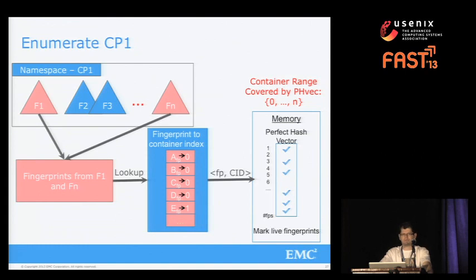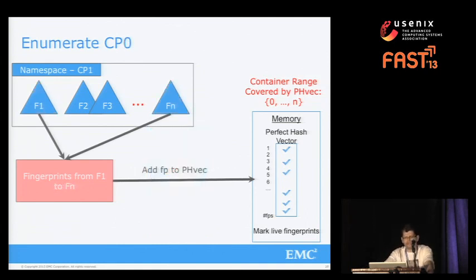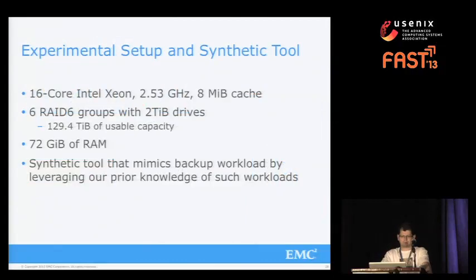And then once you do that, you get to find out the container ID associated to each fingerprint, and then you can go to your perfect hash data structure and either flip the bits or just drop it if the container ID is not in the range. Then the second step of the enumeration is to enumerate your consistency point 0, but because you took consistency point 0 at the beginning, you are guaranteed that your perfect hash function will cover every single fingerprint in that consistency point, and you don't need to do any index lookups at that point in time. You don't need to spend any random IOs. So that's how you can support writes while running this.